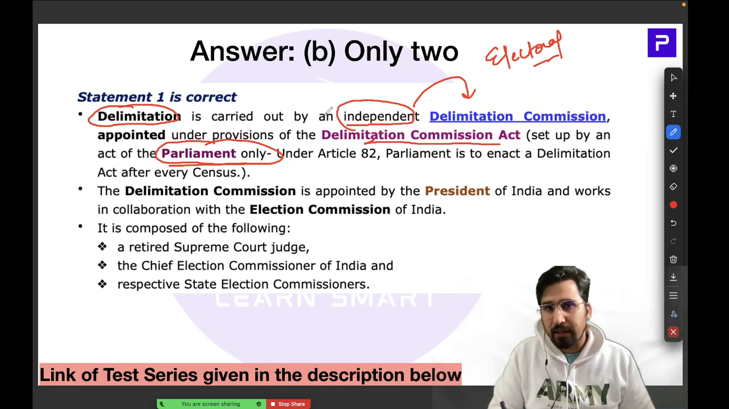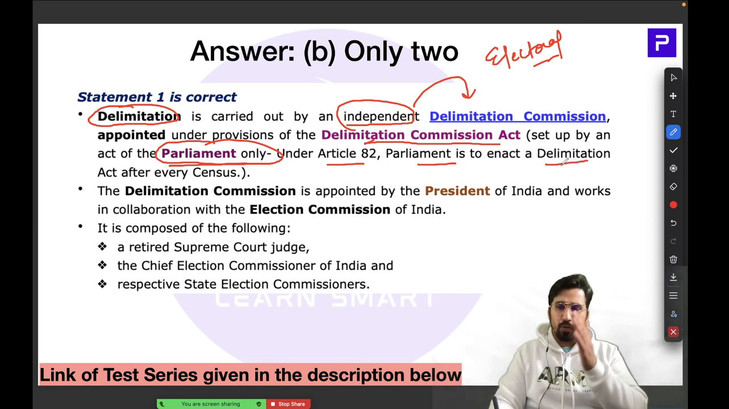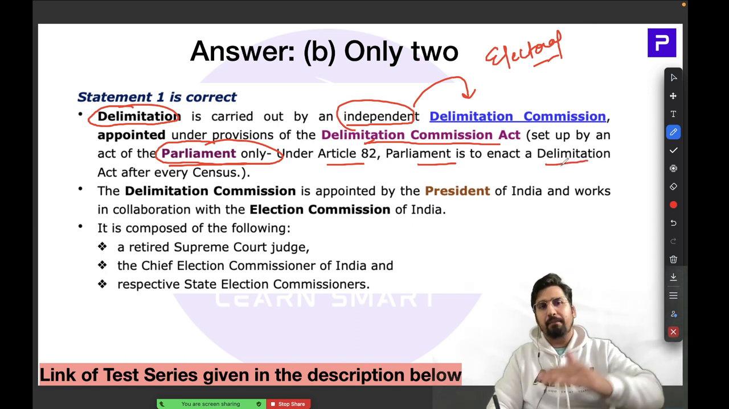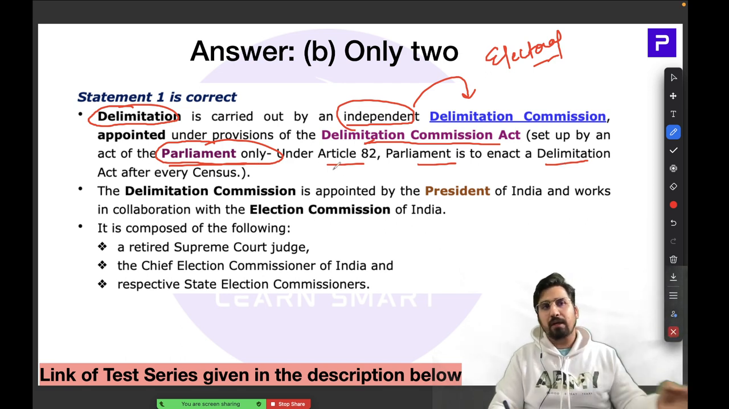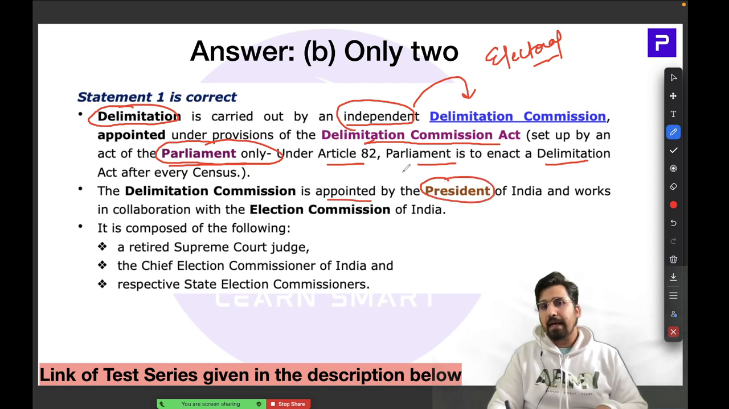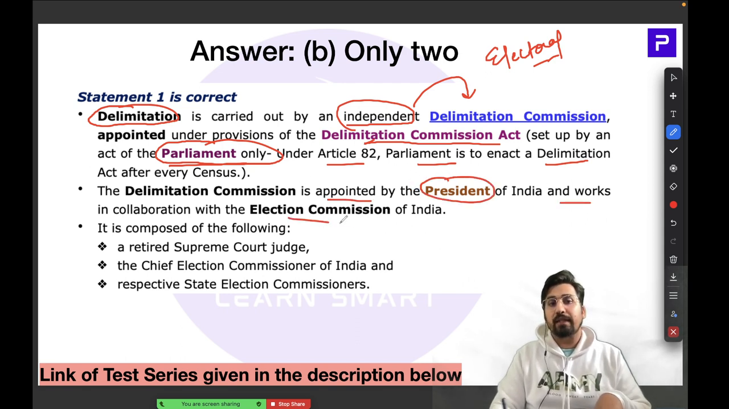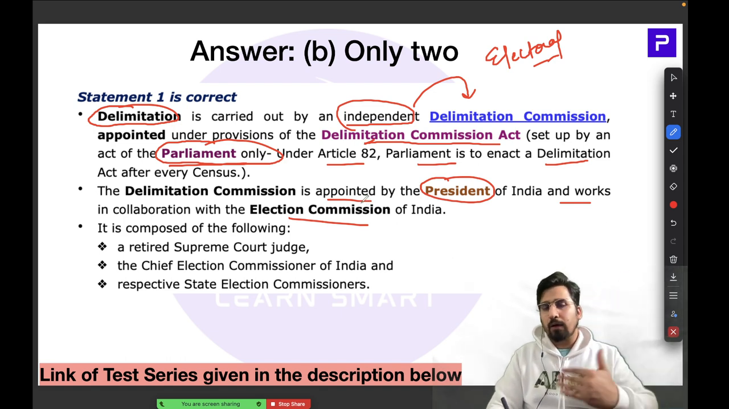Under Article 82, Parliament has the power to establish a Delimitation Commission. Now, the Delimitation Commission, from the central government side, is actually appointed by the President of India. And then it works in collaboration with the Election Commission of India. And then the whole process is carried out.